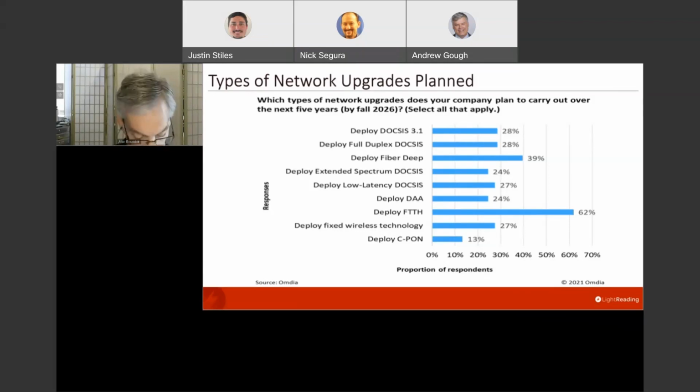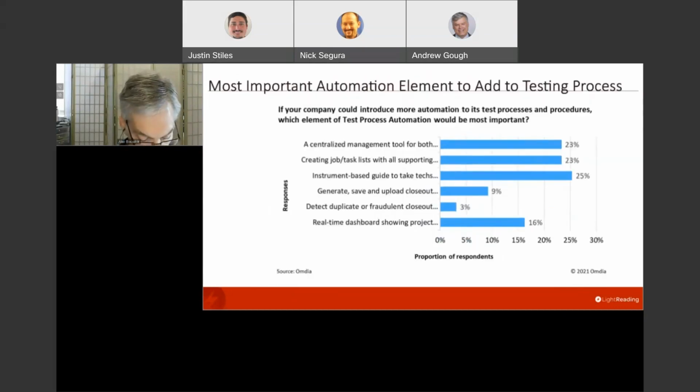Okay, one other data point that I want to highlight here from our most recent survey. In this question, we asked operators to choose the most important element of test process automation to add to their test processes and procedures.